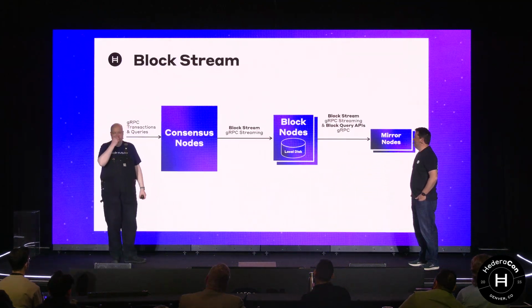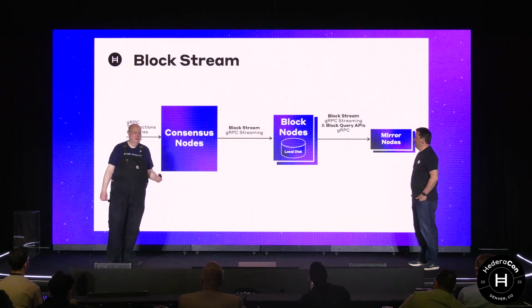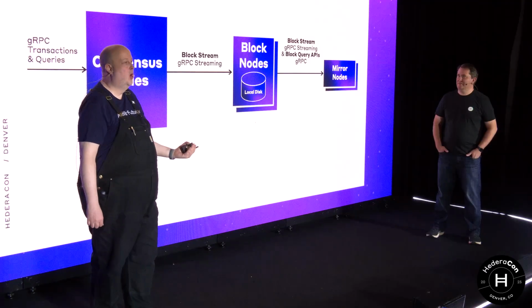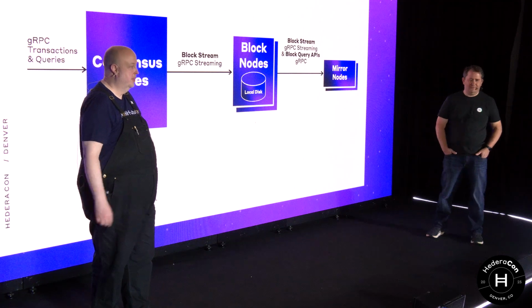So what does it look like in the new picture? Hopefully a lot simpler. That was really the aim. Consensus nodes take in transactions still, they still gossip with each other, but they produce one stream of output. So the idea is to massively simplify things.